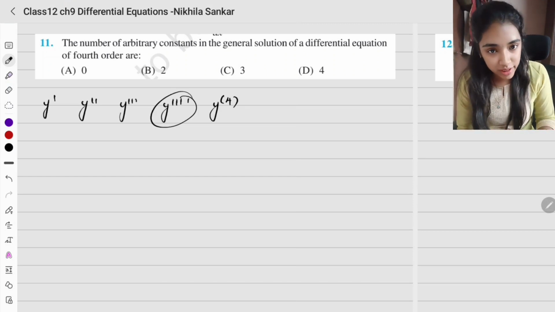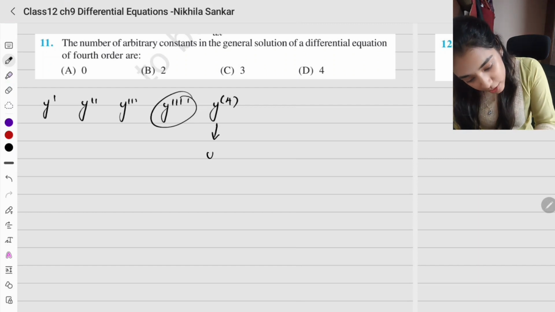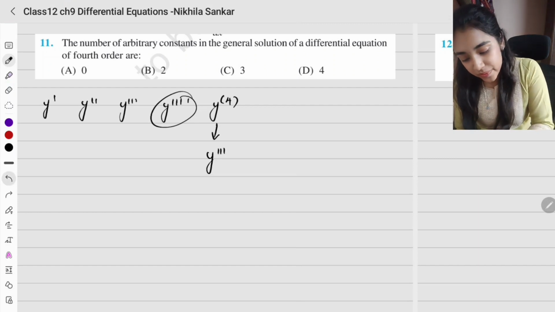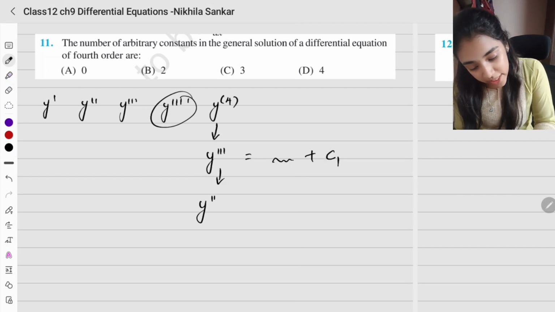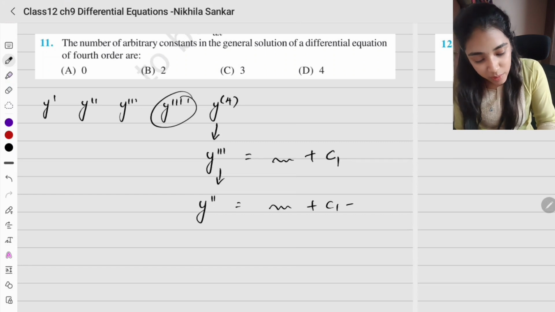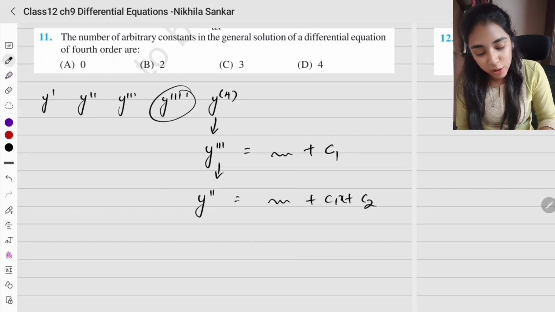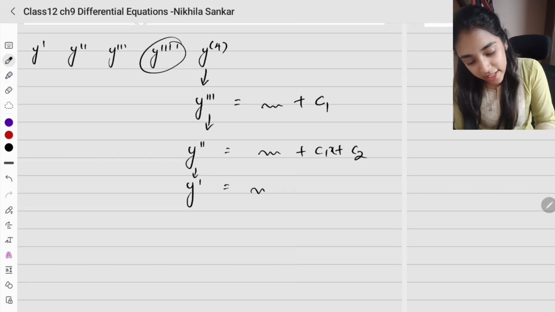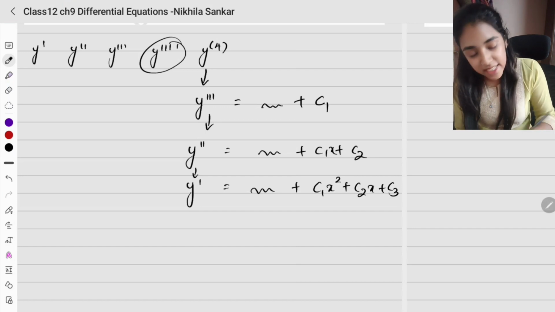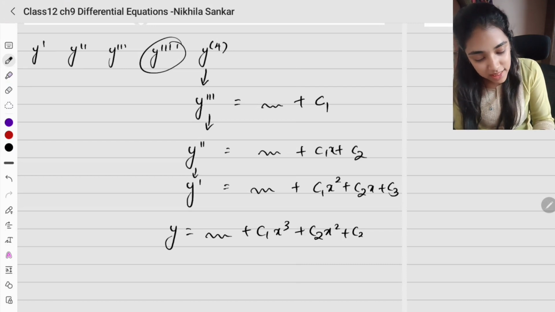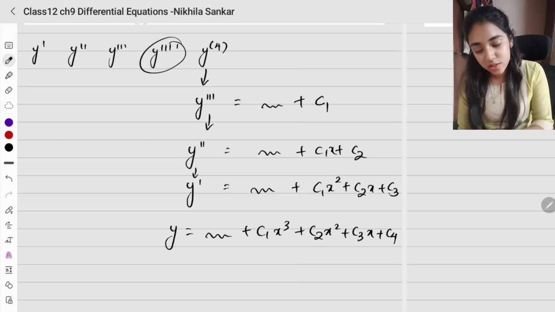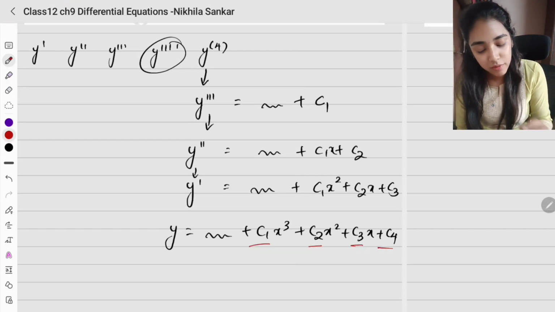Correct? So now if there is a fourth order derivative, when you get to y to the third order, what do you have? You have something plus c1. Now from this, going back to y double dash, you will have something plus c1x plus c2. Now when I come back to first order, I'll have something plus c1 x square plus c2x plus c3. Correct? Now when I come back to the actual function itself, I'll have something plus c1 x cube plus c2 x square plus c3x plus c4. Correct? So how many constants do you have? 1, 2, 3, 4. That is what they are asking.